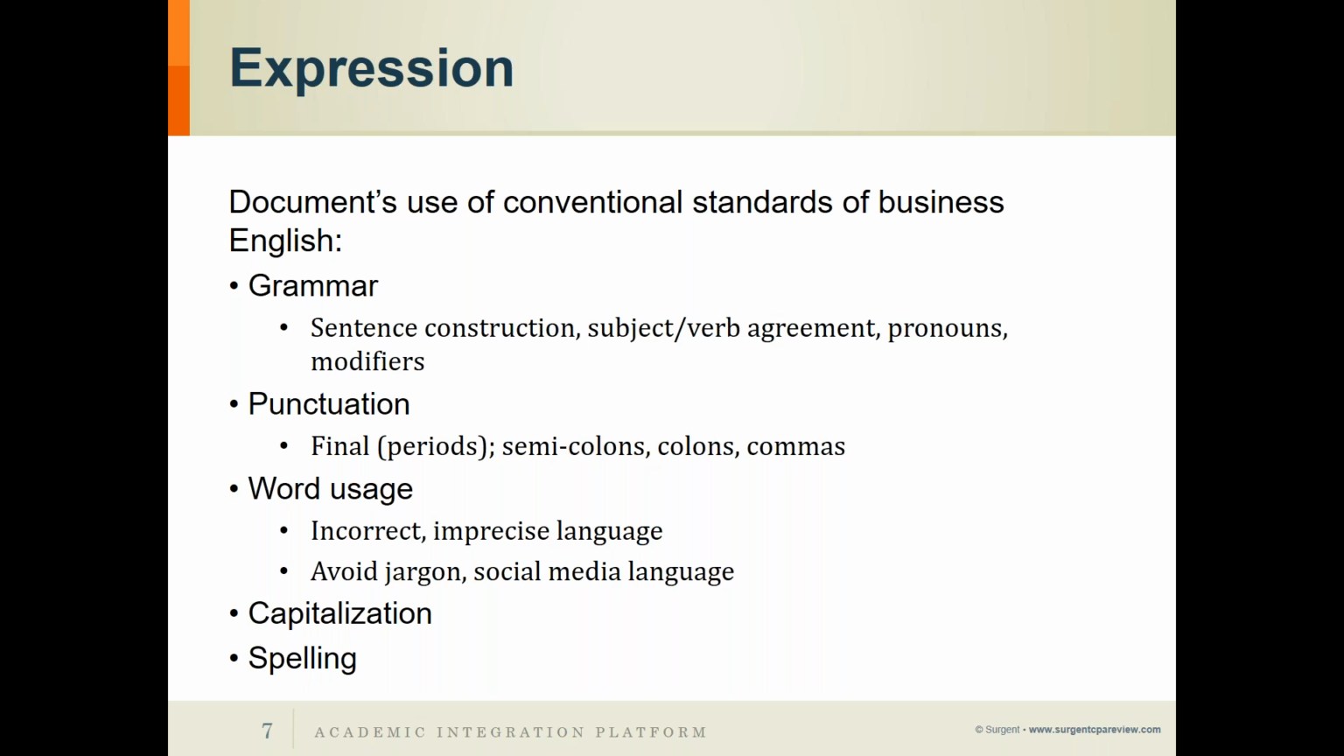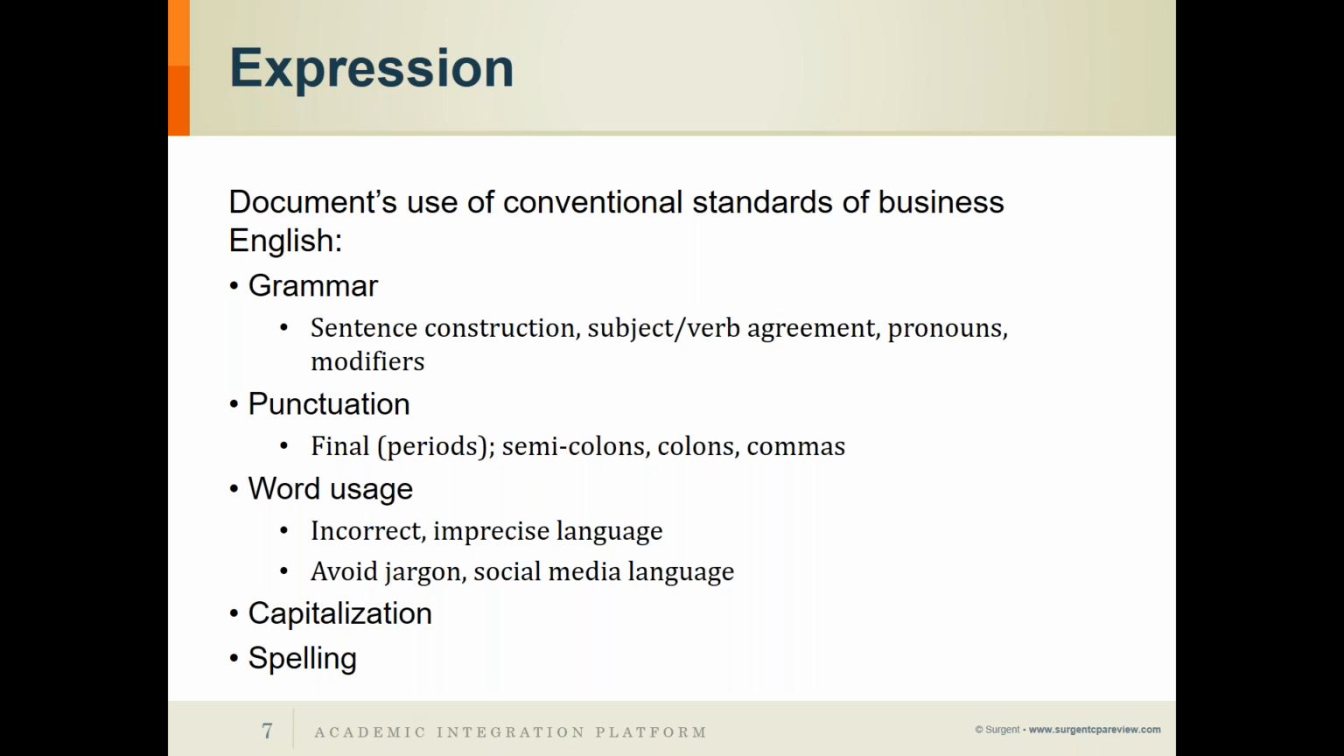Watch your punctuation. If you're at the end of a sentence, you need to make sure you have a period. If you're transitioning thoughts or you're listing items, you want to make sure you've got the proper use of semicolons, colons, and commas. And again, if you need to refresh your memory on that, you may want to go back to your business English class.